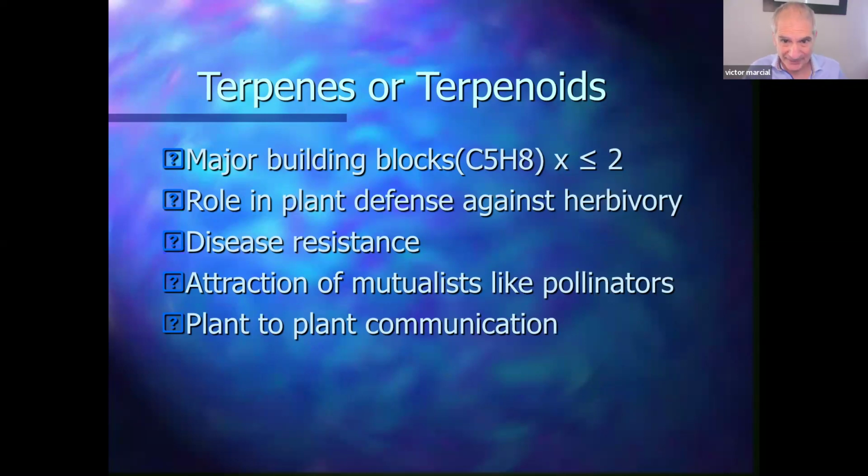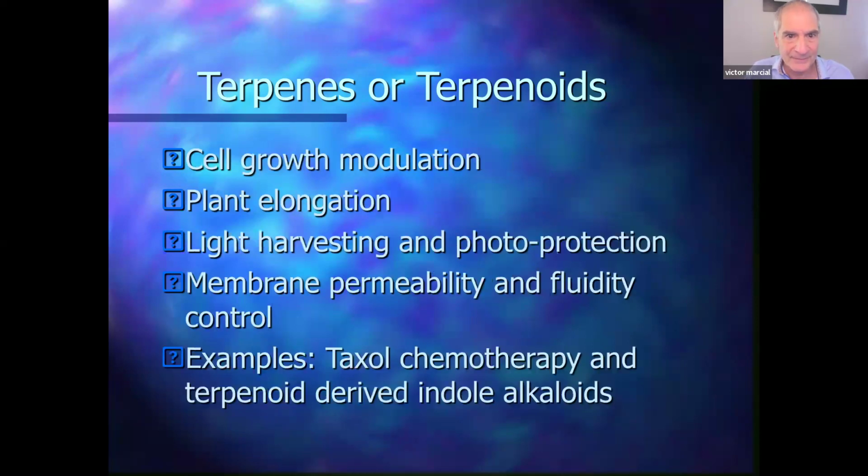And they have a role in plant defense against other predators, disease resistance, attraction of mutualists like pollinators, like bees, and plant-to-plant communication. So these are very important in the plant's survival and thriving. They also have to do with self-growth modulation, growth, light harvesting, and photoprotection, membrane permeability, and fluidity control. Examples of these are Taxol in chemotherapy, which are also terpenoid molecules.